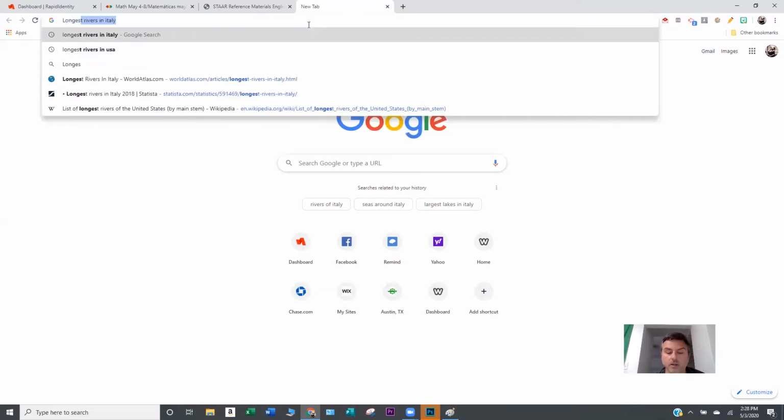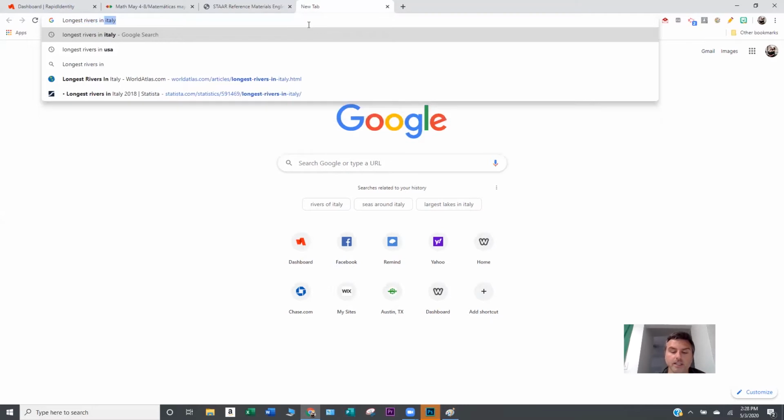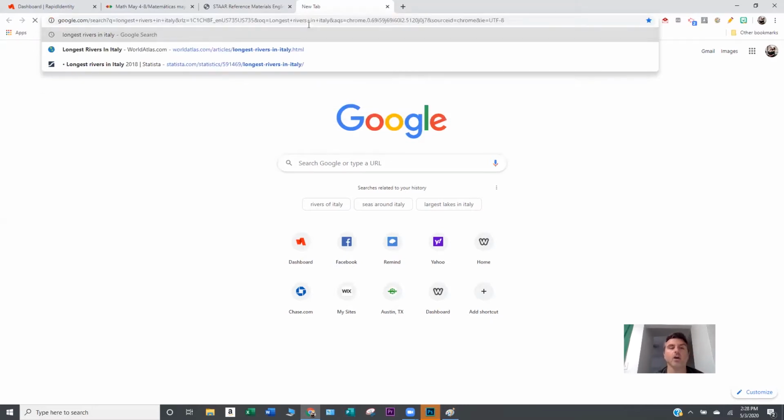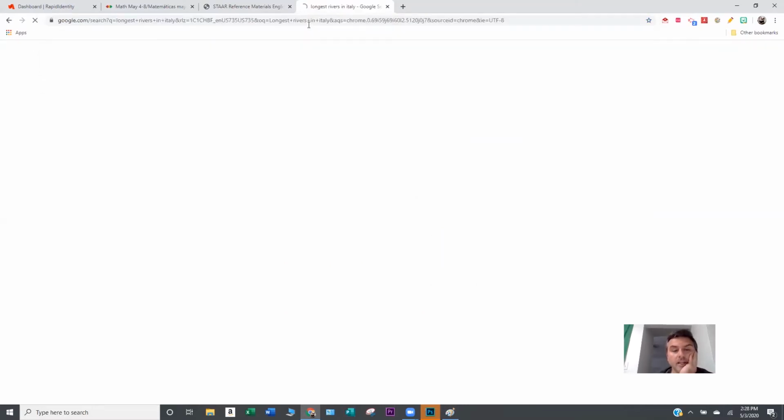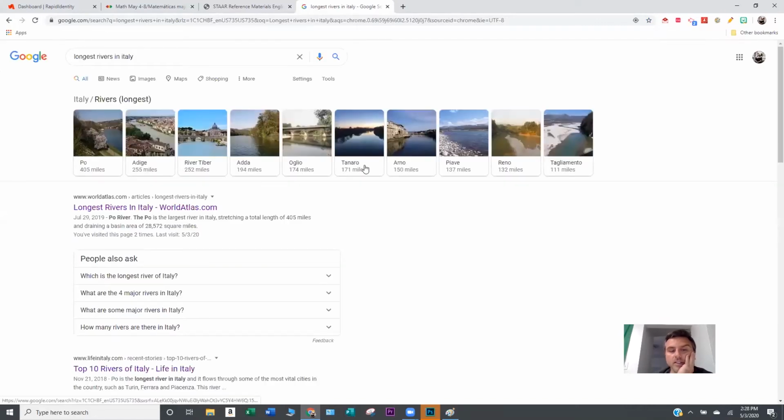I'm going to look up the longest rivers in Italy just to illustrate what you are supposed to do. So right here, I have all these Italian rivers up here. I don't know if it'll be that easy for the United States, but for me, they're all right up there. I can also click on one of these links. World Atlas probably has a good idea on how long the rivers are, and I'm going to pick 4.